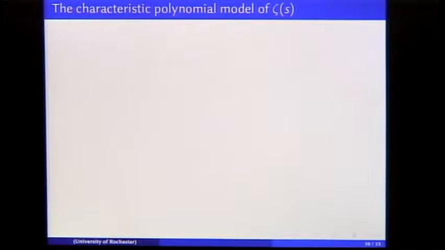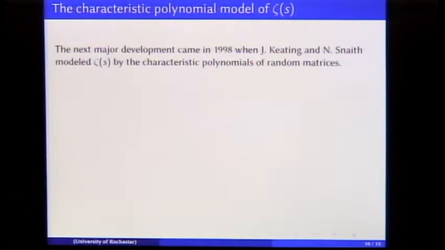And then the next really big breakthrough, I'd say, was by John Keating and Nina Snaith, who took this to another level. I mean, there's other work too, and I'm not intentionally trying to slight anyone. It's just there's been a lot of work. But a really pivotal thing was when Keating and Snaith had the idea of modeling the zeta function itself by the characteristic polynomials of random matrices from GUE or CUE.